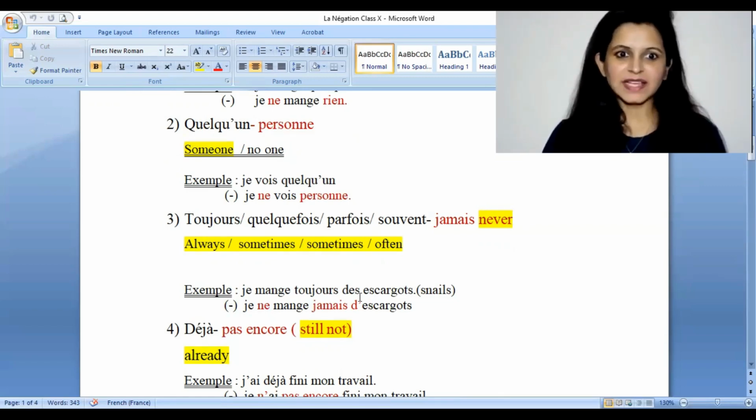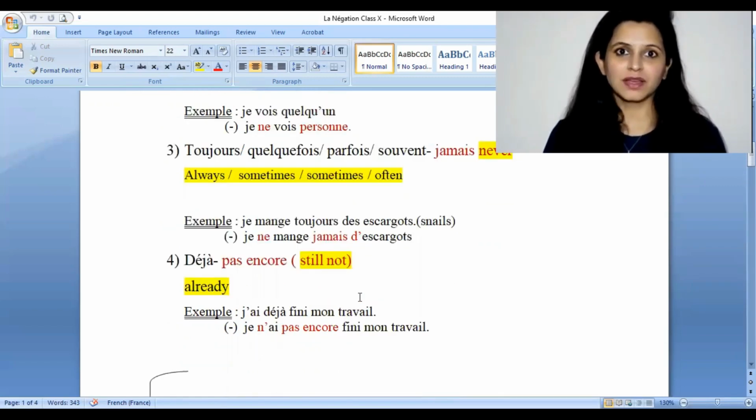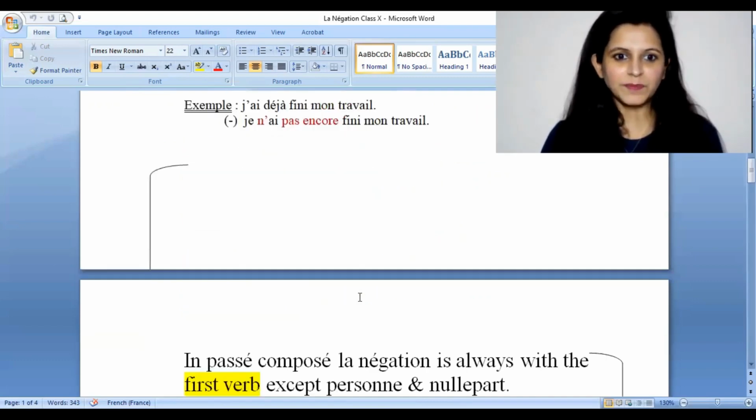So let's move on to the next one, which is déjà. The negative of déjà is pas encore. Now what is déjà? J'ai déjà fini mon travail. I have already finished my work. Now the negative will be I have still not finished my work. So how will you make it? Je n'ai pas encore fini mon travail. Now you can see the sentence is in past tense. So I have also covered the rules of past tense in my video. So stay till the end. So let's move on to the next one.